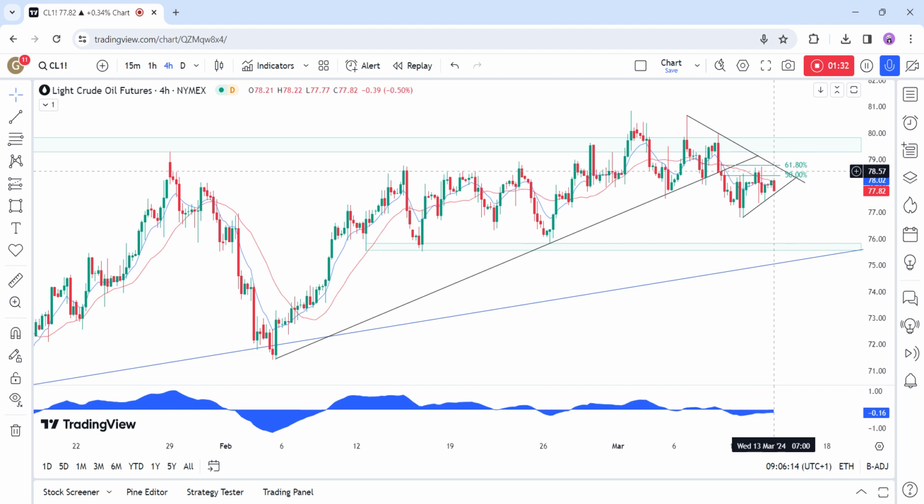The buyers, on the other hand, will want to see the price breaking higher to invalidate the bearish setup and position for a break above the 80 resistance.